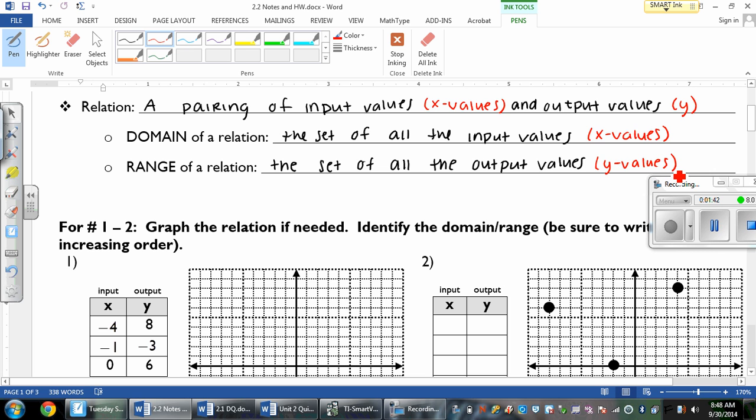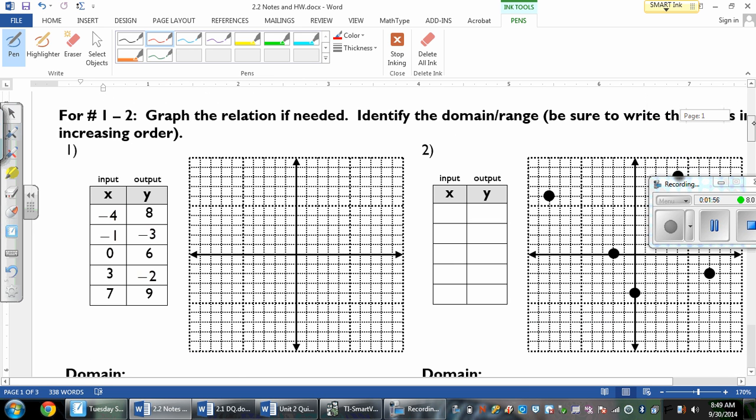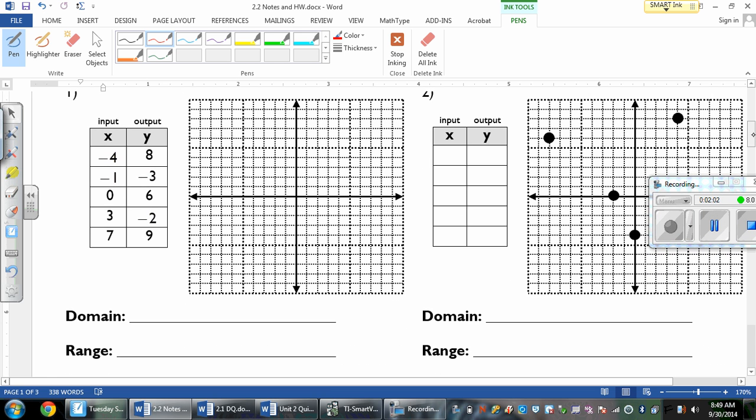If there's any part of this video that I'm going too fast, feel free to pause it so you can keep up and write everything down. Alright, so for number 1 and 2, we're going to graph the relation, and then we're going to identify the domain and range. So input, those are the x values. The output, these are the y values. The relation is just the pair, so I'm going to plot the points.